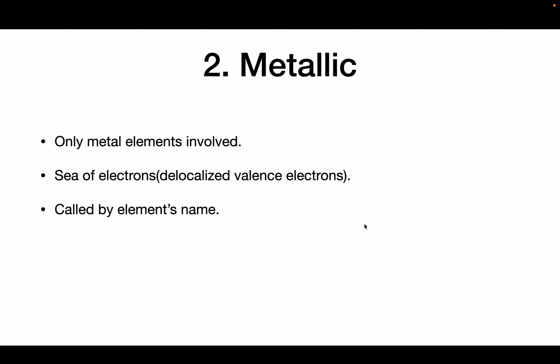In metallic bonds, they are called by their names, like sodium and mercury. They have a network structure just like ionic bonds. Some of the examples are copper, iron, aluminium, and silver.